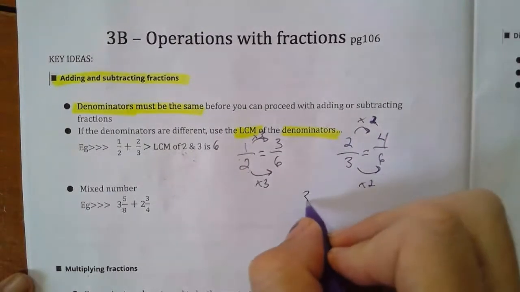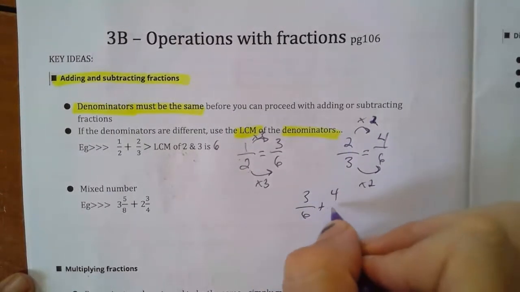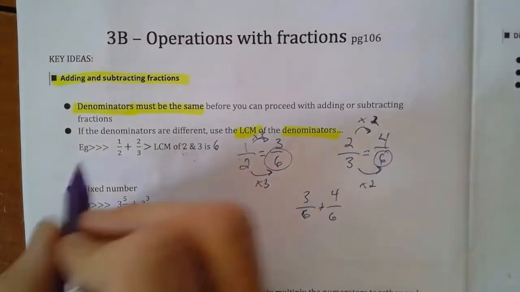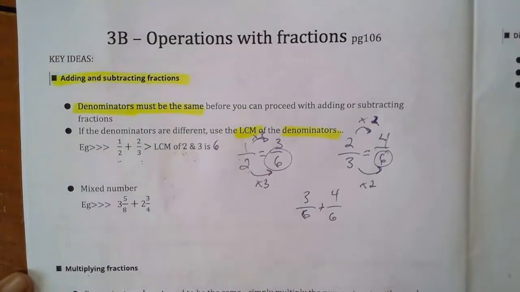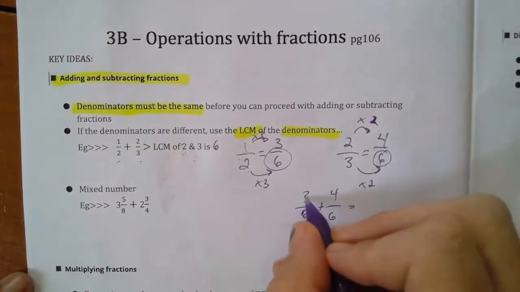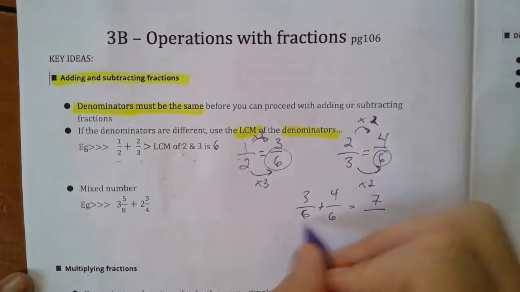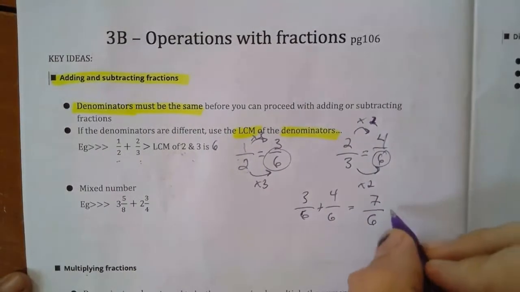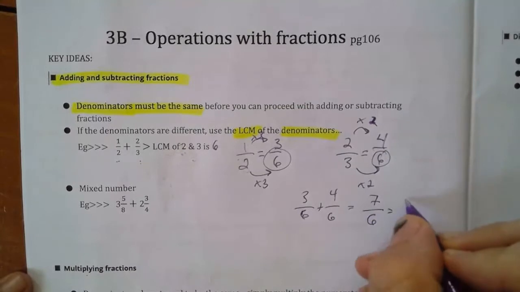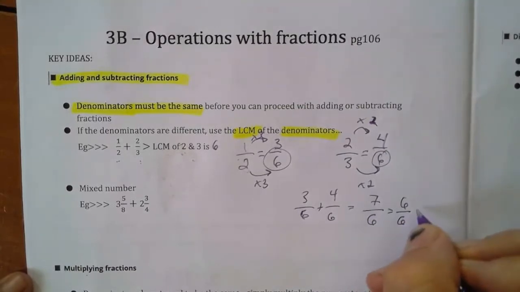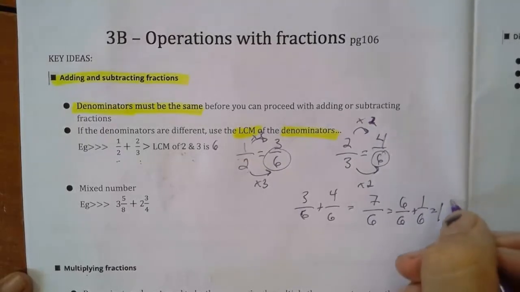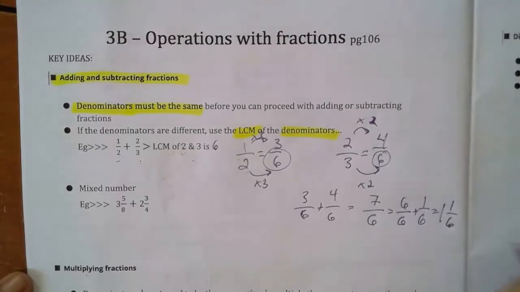Now we have 3 over 6 plus 4 over 6, because these have common denominators and they are equivalent to the fractions that we started with, so they are the same. So 3 plus 4 is 7, and we keep the denominator the same. That's important. And 7 over 6 is really 6 over 6 plus 1 over 6, or I'm sure you could work out the answer is 1 and 1/6.